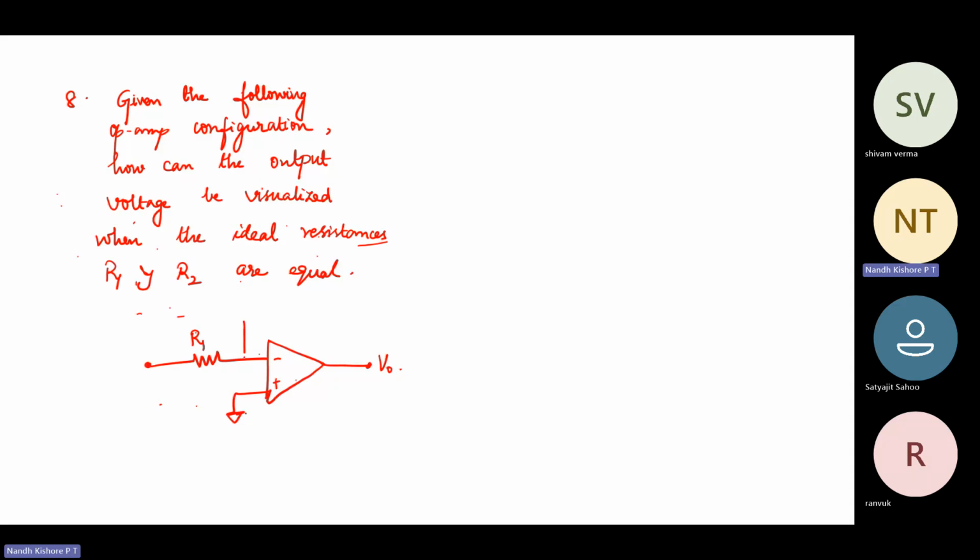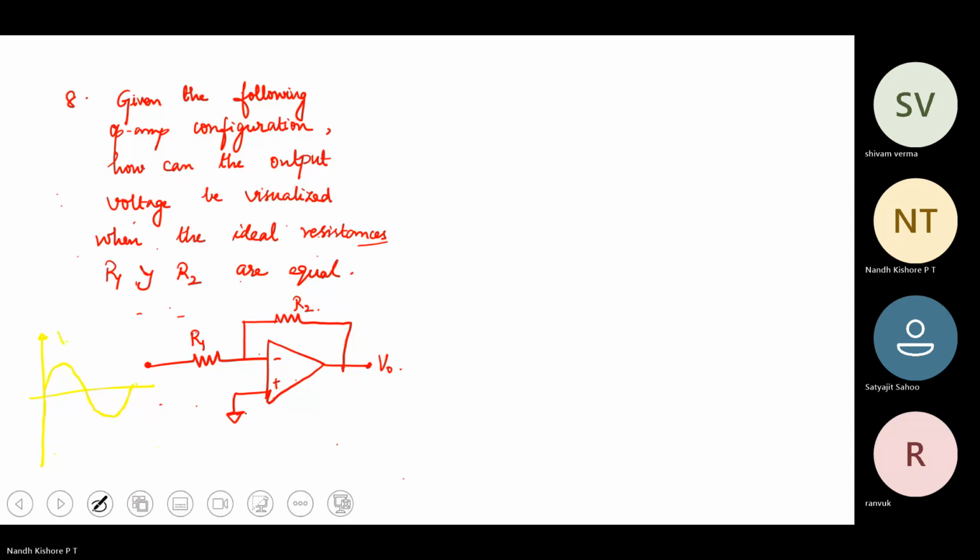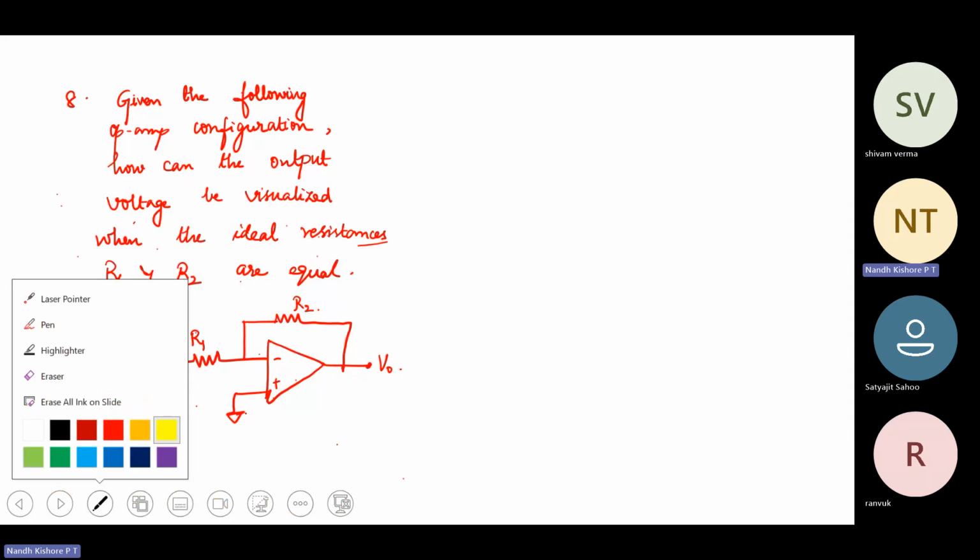This R1, this R2. And they have mentioned that the input voltage over here is a sine wave. This is your VI. So how would the output look like is the question.